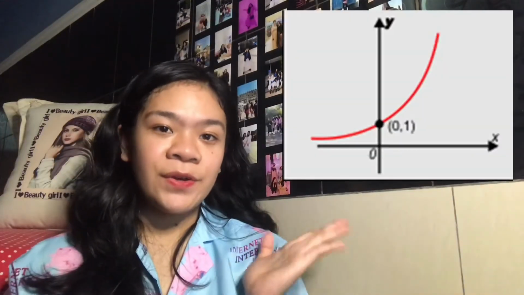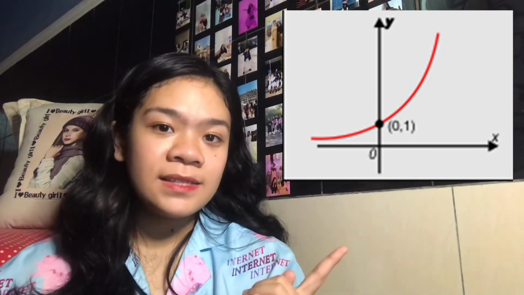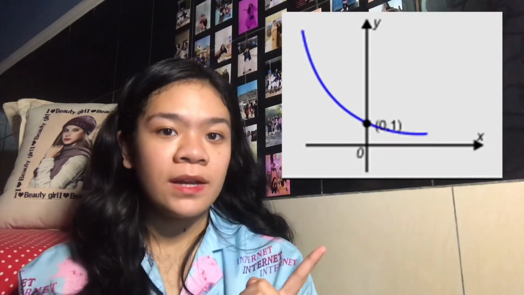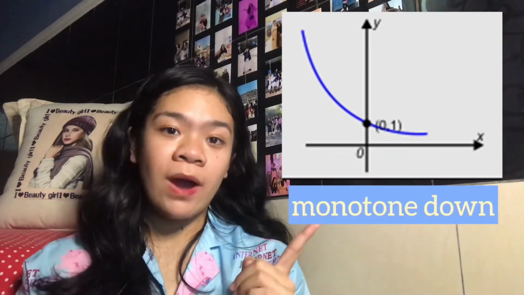We can see in here the graph. The red one is the monotone up because it's going from down to up, and the blue one is the monotone down because it's going from up to down.